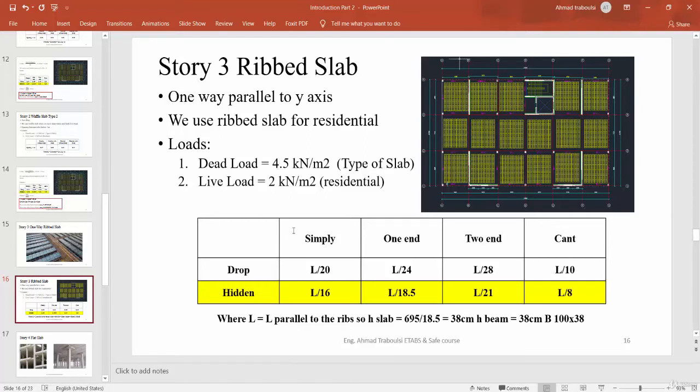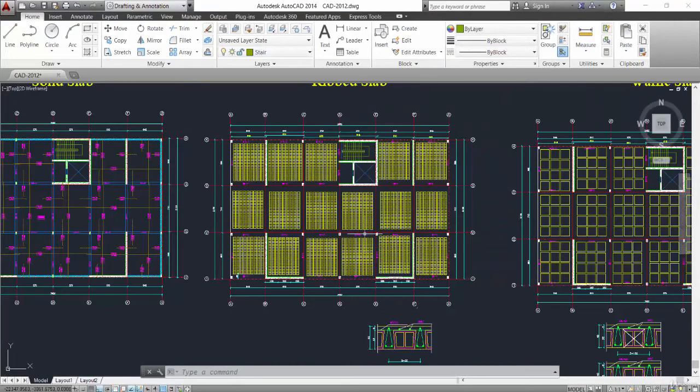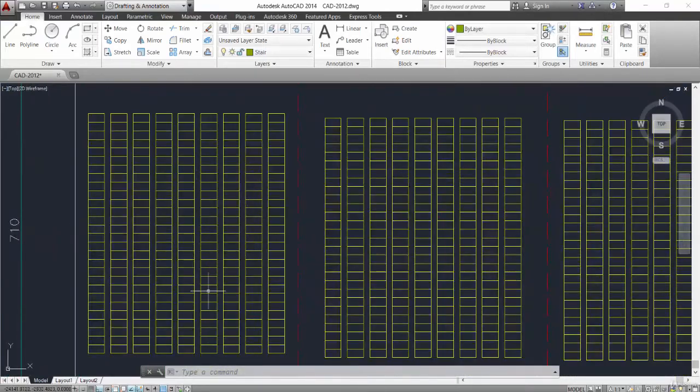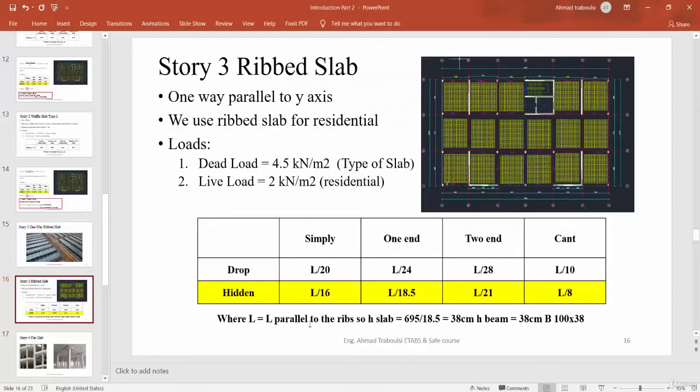This is the table for the one-way ribbed slab. It is the same table as for beams. Here L equals the length of the ribs in their direction, so we will use this direction for L. L is parallel to the ribs, so H of slab equals H of beam, because we use a hidden beam, and the table of beams is the same table for the one-way ribbed slab. So H of beam equals H of slab equals 38 centimeter.